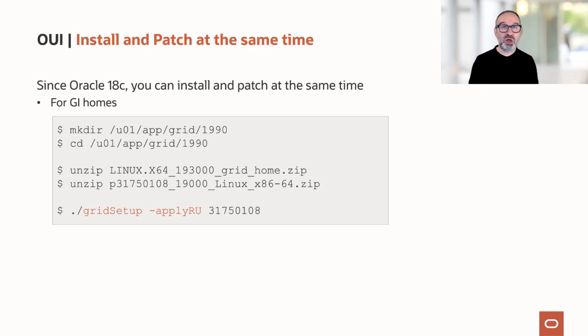And then when you call gridSetup, you pass on this parameter -applyRU, and you mention the subdirectory's name here, which is the default name when you unzip the patch. So the installation will install grid infrastructure, but will, in the installation process, also include the most recent RU. So instead of installing and then patching afterwards, you do this all in one pass.